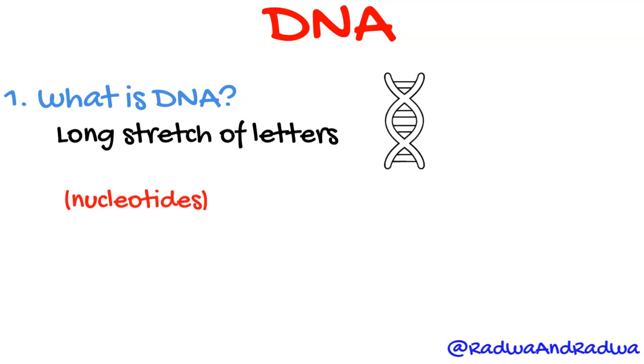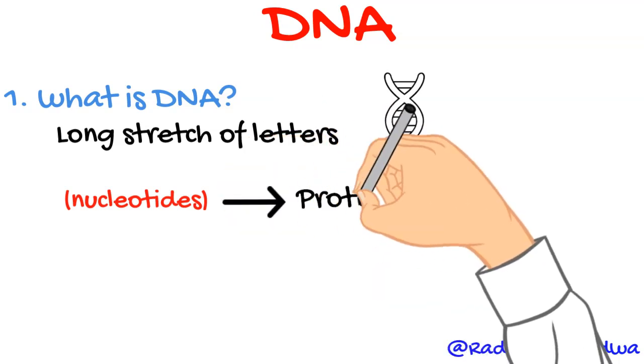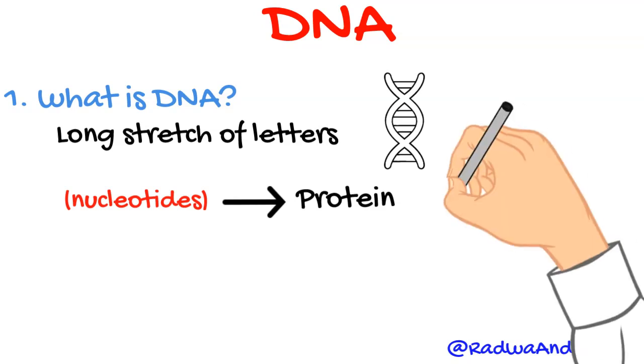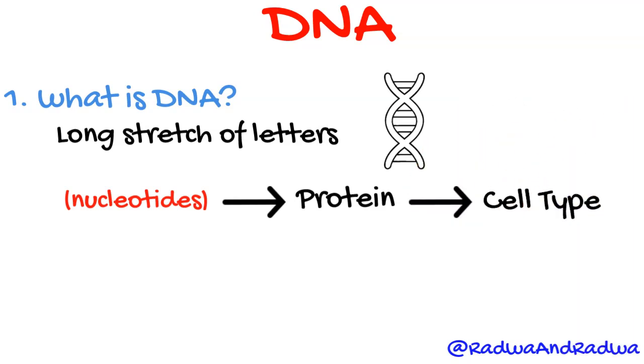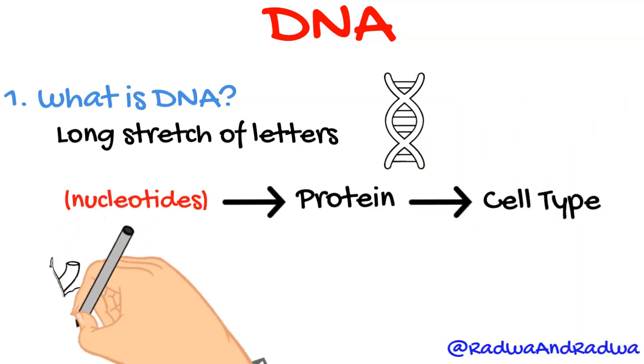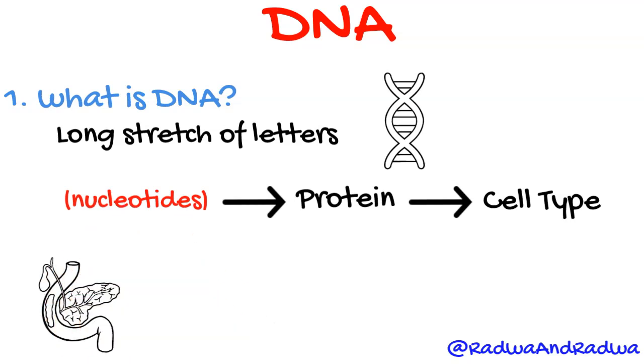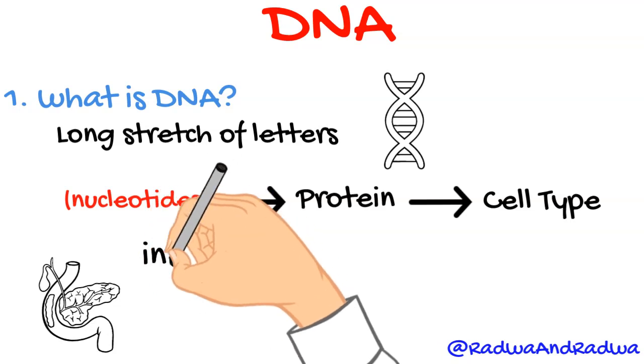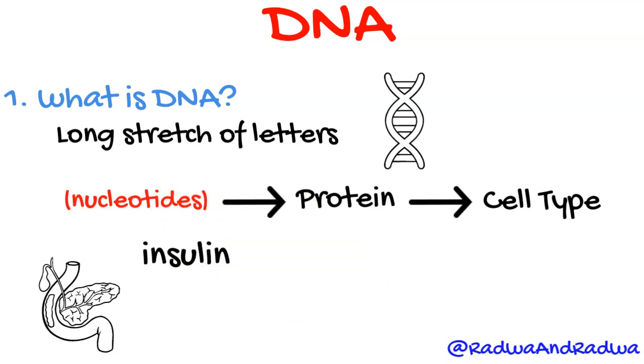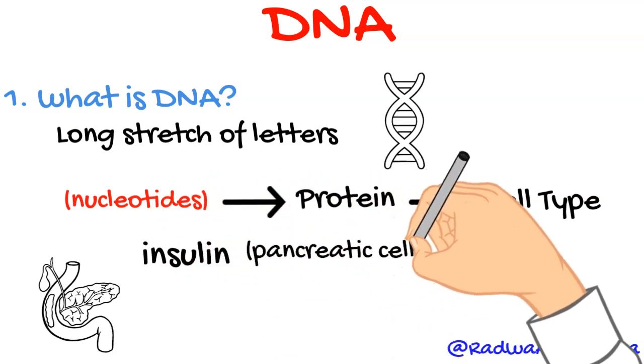You can think of these letters as a string of information that our cells need to use in order to translate these letters into proteins. And proteins are really what dictates the type of a cell. So if you think about a cell present in the pancreas, this cell secretes and synthesizes a lot of proteins, one of which is insulin. And these proteins dictate that this specific cell is a pancreatic cell.